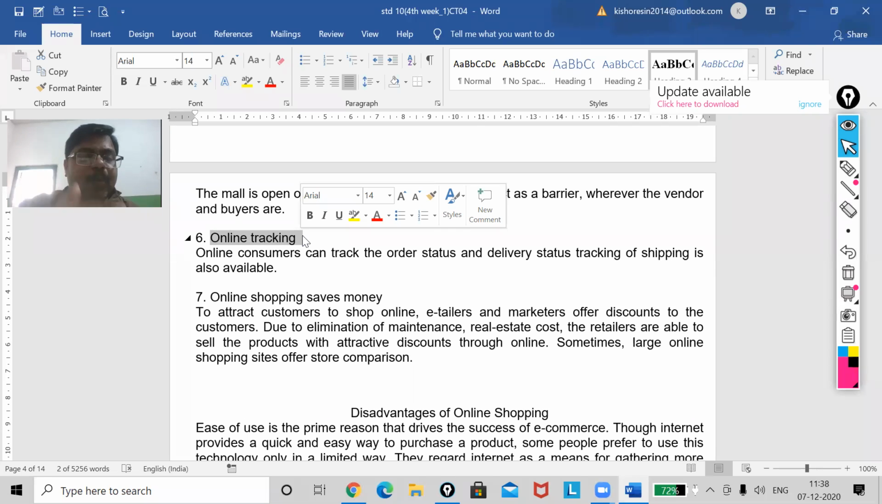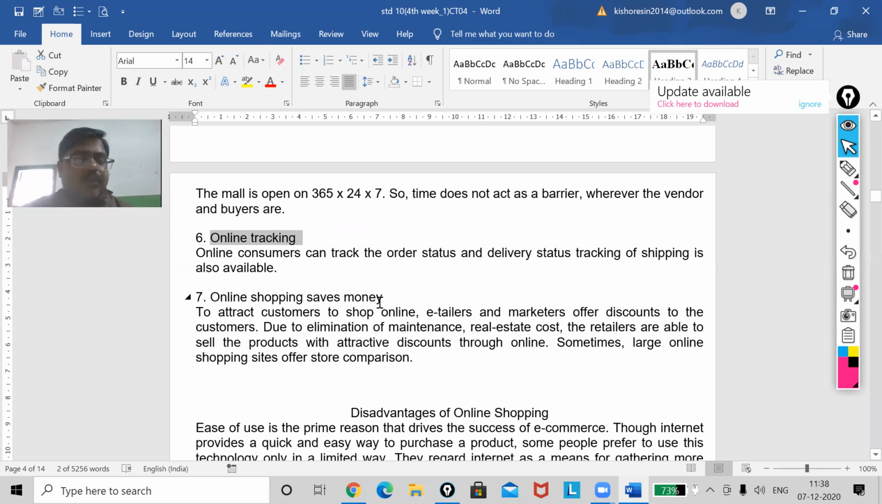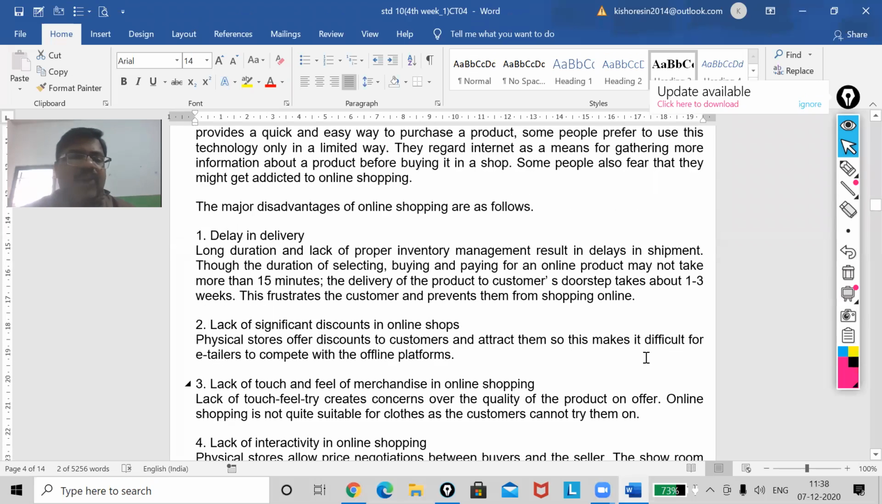That means whether your product has gone for shipping or not, or which place it has reached, when it is going to be delivered, all that facility you can get. Now, online shopping, yes, you have the cashback facility also. Even with the net banking facility, there you will have additional cashback, maybe 5%, 10%, it depends on the bank. Now, the next one is disadvantages.